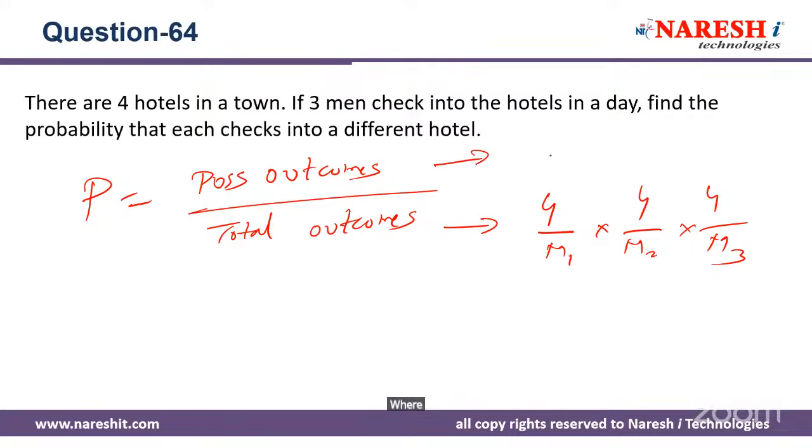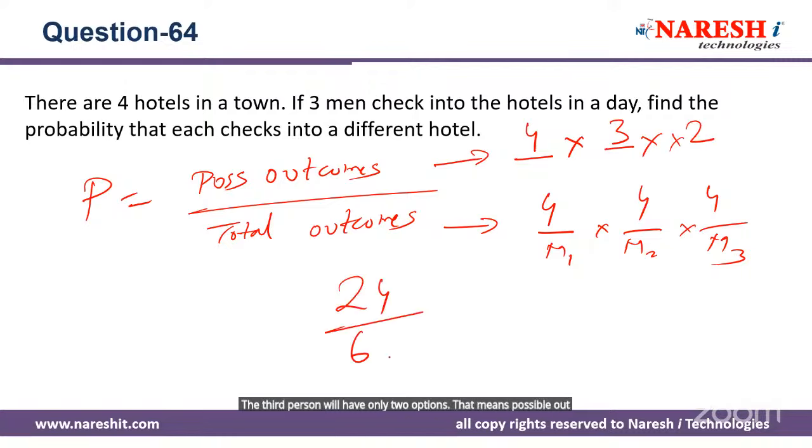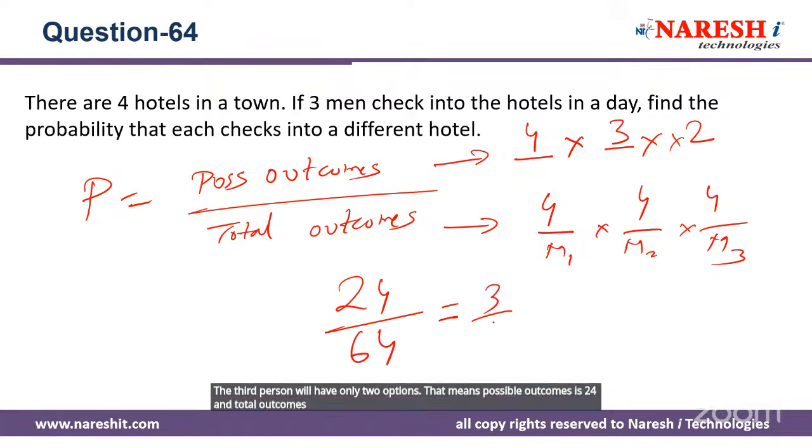Whereas the possible outcomes will be: if the first person selects one hotel out of four, then the second person cannot select the same hotel. They will have only three options. The third person will have only two options. That means possible outcomes is 24 and total outcomes is 64, which gives the probability as 3 by 8.